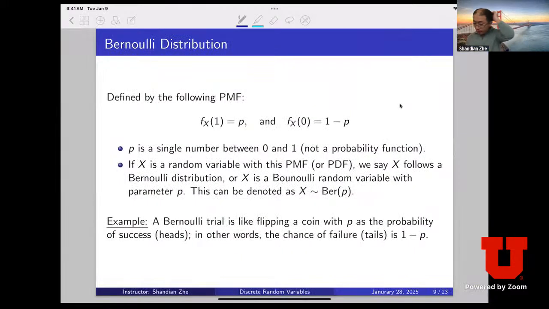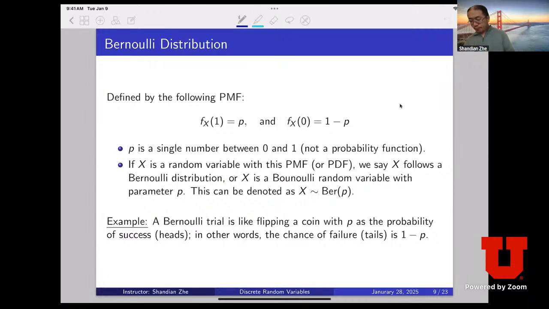Okay, so based on the probability mass function and cumulative distribution function, we can define a lot of distributions, right? Those distributions can be used to describe a lot of phenomena in practice. The very first distribution we would like to discuss is called the Bernoulli distribution.